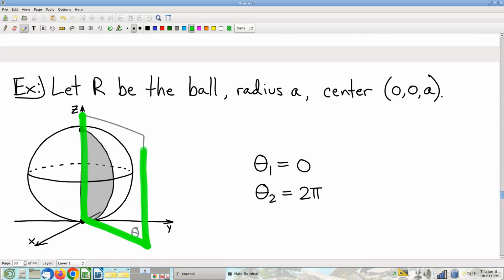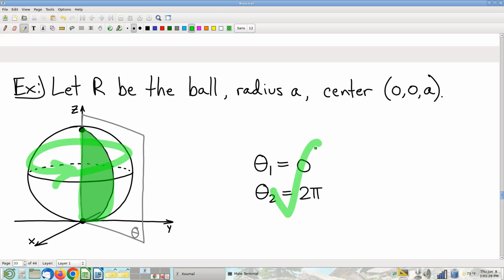Here's what a theta slice looks like. The actual cross section, like a disc, like that. And, well, what ranges of values of theta? Well, these slices go all the way around. So, 0 to 2 pi. Is that cool? All right. Okay, now, you can proceed from this point in the usual way.